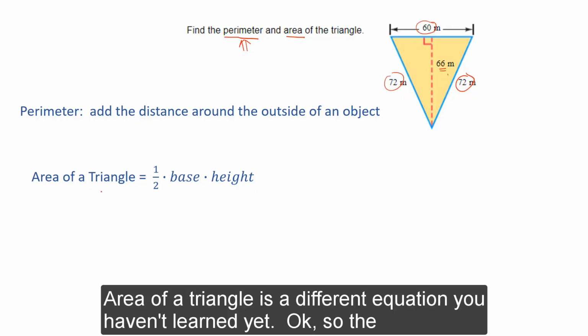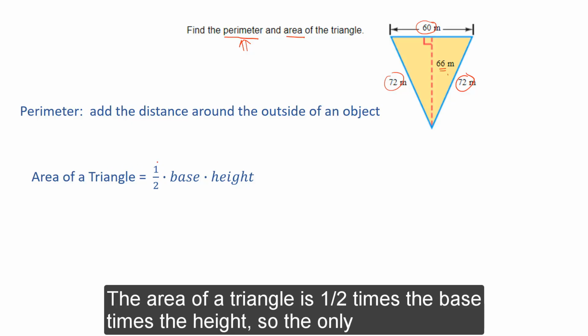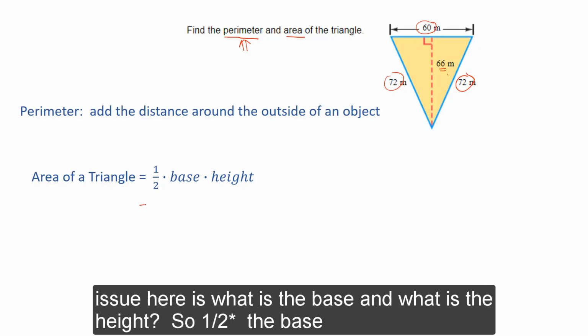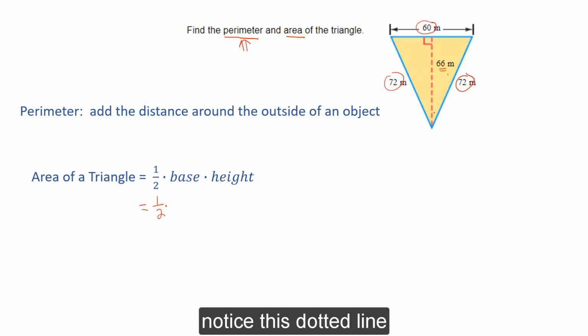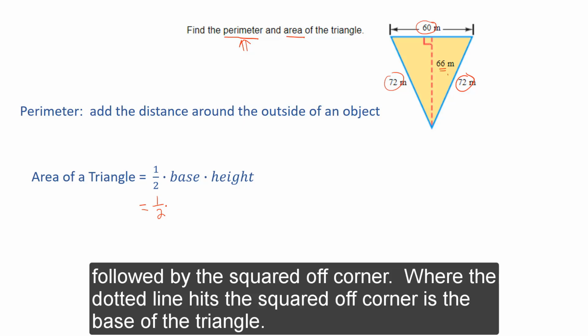Area of a triangle is a different equation you haven't learned yet. Okay, so the area of a triangle is 1/2 times the base times the height. So the only issue here is what is the base and what is the height. So 1/2 times, now the base, notice this dotted line followed by the squared off corner. Where the dotted line hits the squared off corner, that is the base of the triangle.